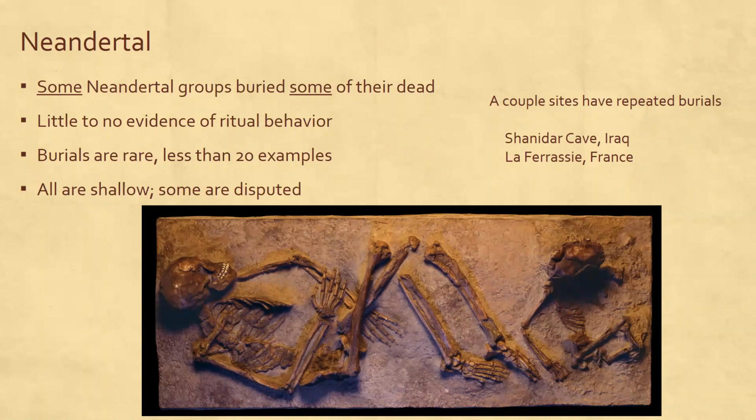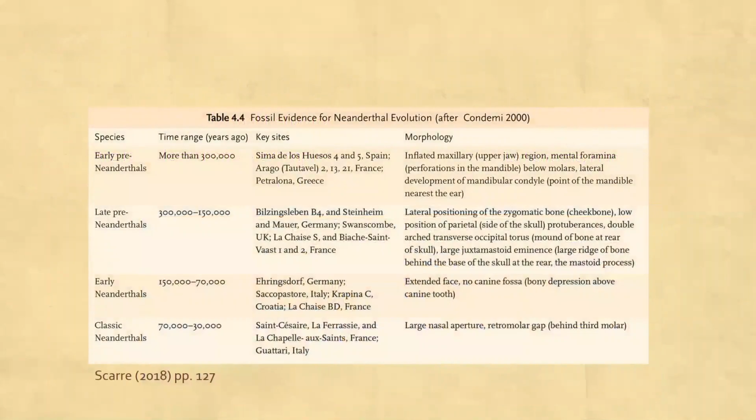Indicate that Neanderthal burials did occur. So some fossil evidence for the evolution of Neanderthal. If we look at this table from our text, our readings, we have a column for species, the time range, key early sites, and the particular morphology that highlight the evolution of Neanderthals.